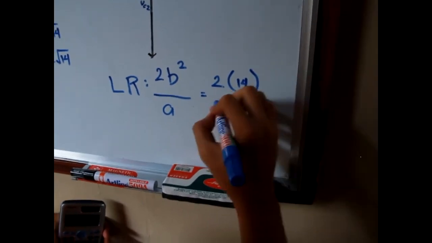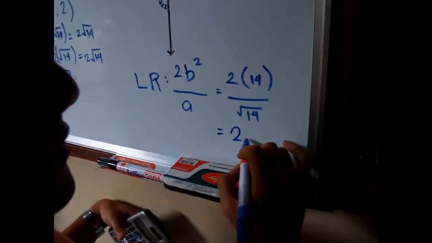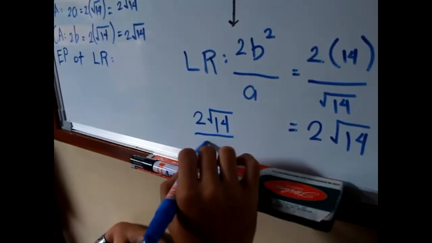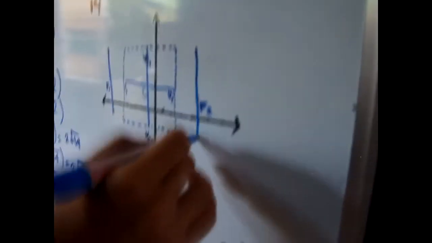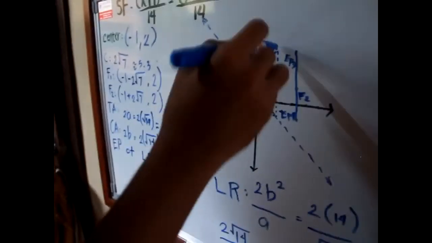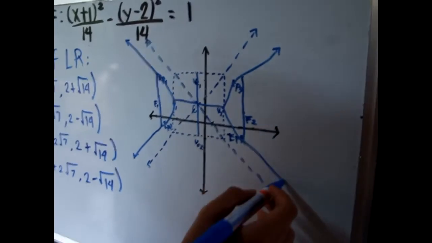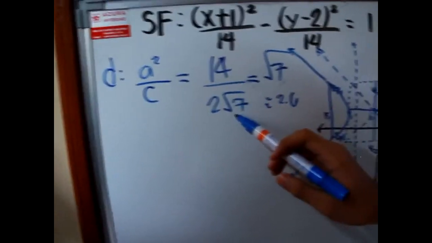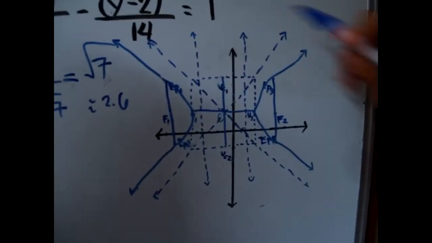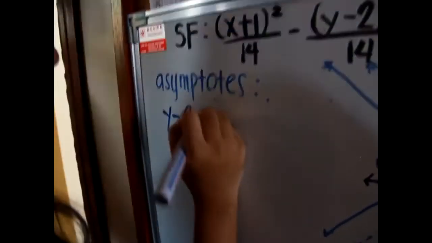Then we get the latus rectum, which is 2 square root of 14. We divide it by 2 in order for us to plot it. So here are the endpoints of the latus rectum. Now draw the asymptotes and then graph the hyperbola. To get the directrix, we do the same, and the axis of symmetry is 2. Now we get the asymptotes.